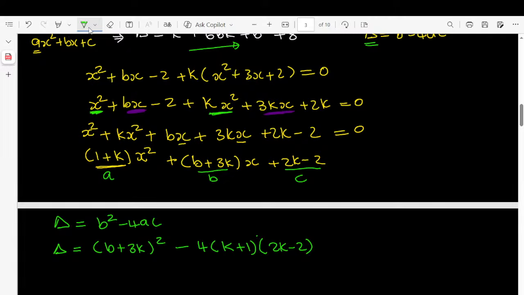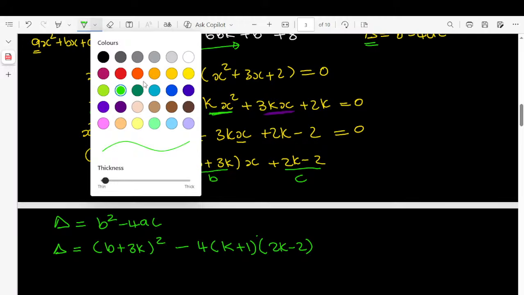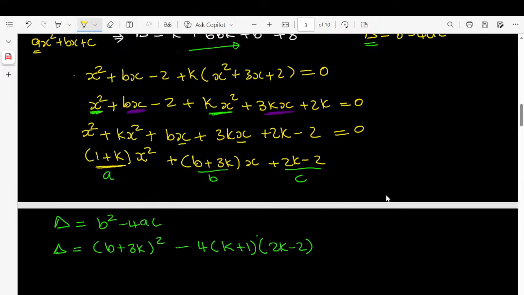Let's expand the, what is this? The b plus 3k, and see what we get. So we know that b plus 3k squared can be written as b plus 3k into b plus 3k.